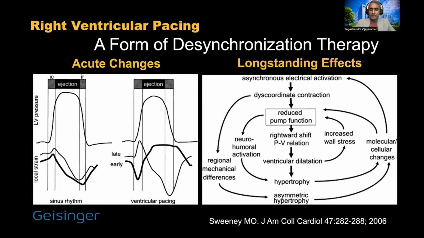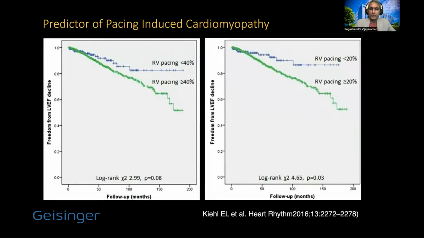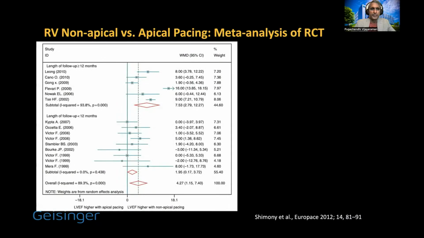It's well known that right ventricular pacing is a form of desynchronization therapy, resulting in both acute and long-term changes. And we also know that right ventricular pacing, more than 40%, and in some cases more than 20%, can lead to increased risk for pacing-induced cardiomyopathy.